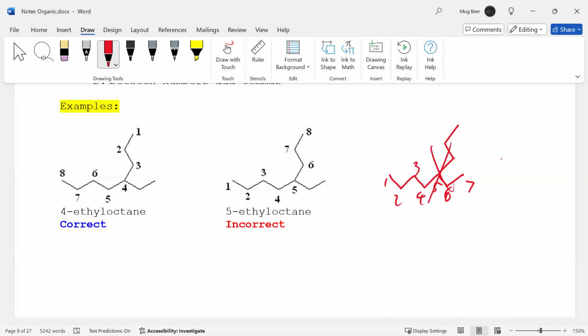Okay, so why is this? So let's talk about the correct one. 4-ethyl octane. So let's start with the root. It's oct. It's oct obviously because there's 8 carbons there. Why is it octane? Why is it ANE? It's all single bonds. Okay.